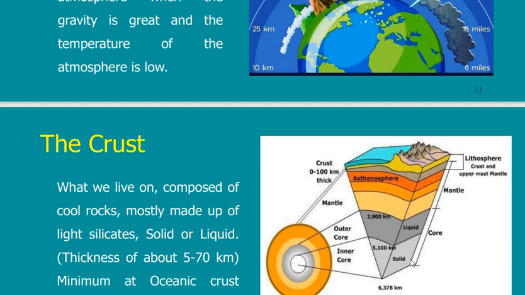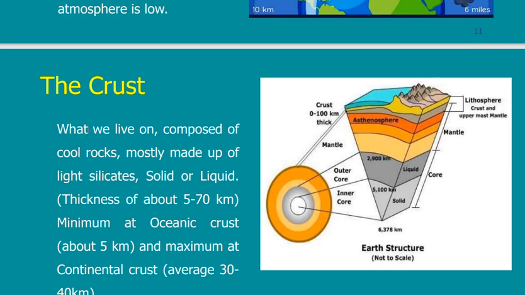So we have here the core. This is the first internal layer. On top of it, we have the mantle. The mantle is also divided into upper mantle and lower mantle. And we have the crust, which is on top. So now we are going to study the crust.